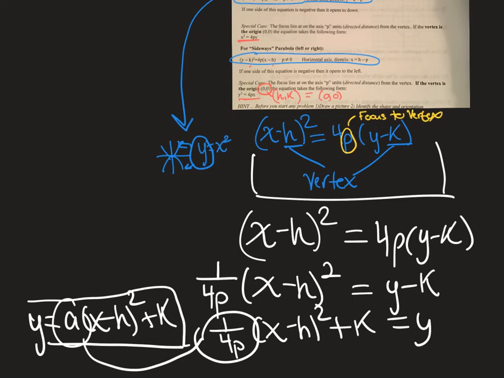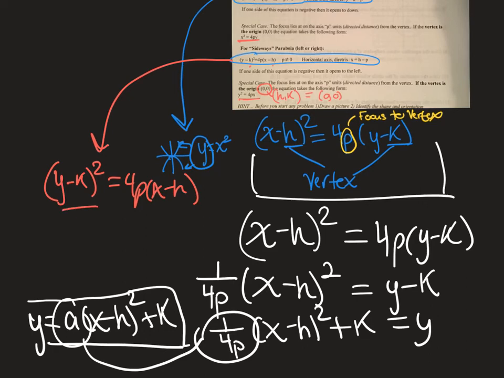Same idea on the other equation, this one right here. The only difference is (y minus k) squared equals 4p times (x minus h). So now because the y is squared, this is a parabola that's going to go side to side, not up and down, but everything's still the same. The h and the k is still the vertex, and that P is that distance from the focus to the vertex.